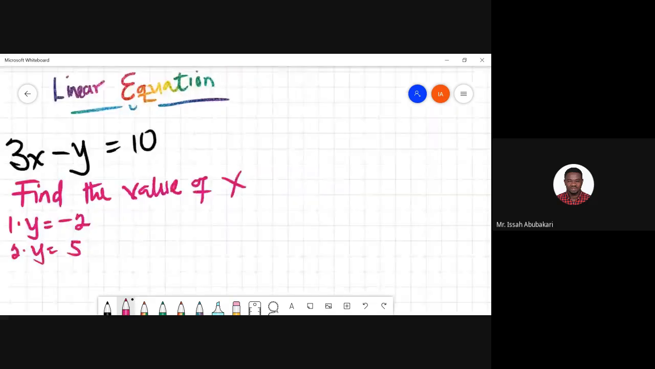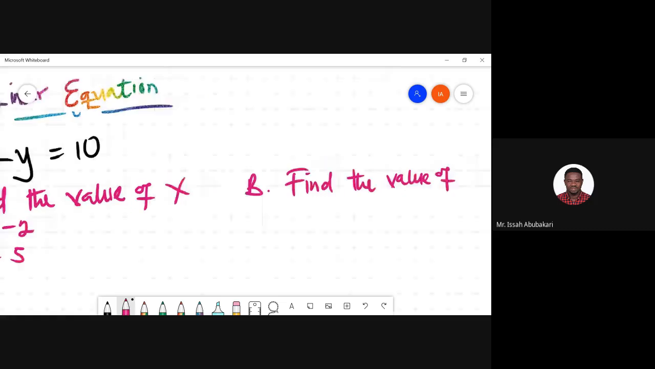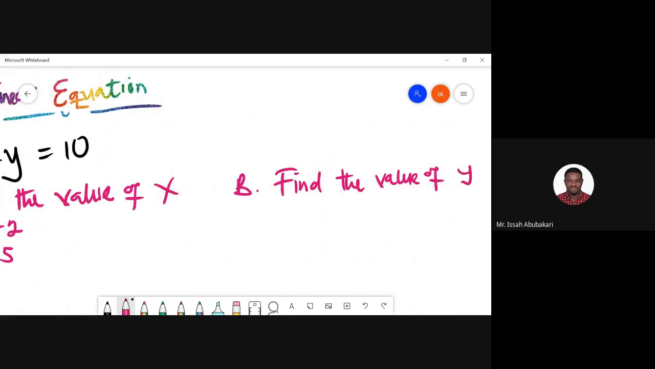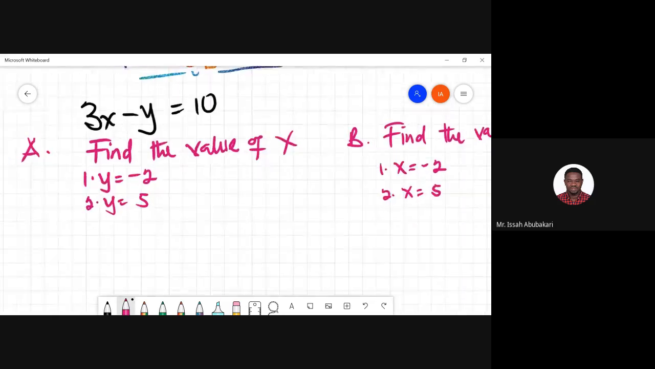Now let's look at question B. Question B, the same equation. Find the value of y, given that number 1, x is equal to minus 2. Number 2, x is equal to positive 5. Now, we are going to look at two ways of solving these questions.